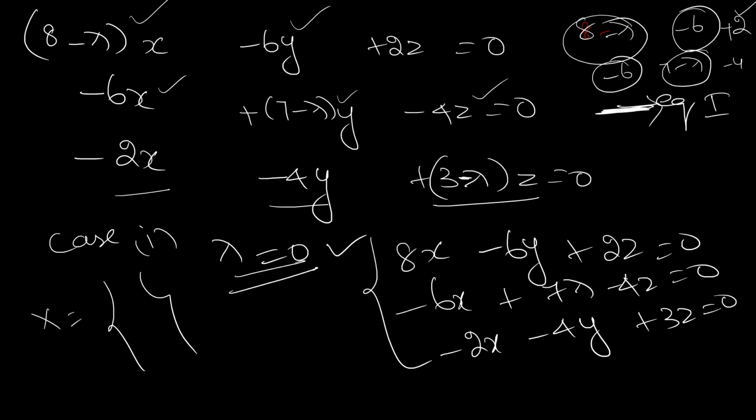Similarly, we are going to substitute lambda as 3, and then you will get another set of equation. You're going to solve it and find x, y, z. So substitute lambda as 15, again another set of equations, find x, y, z. So I'm going to solve this. There are many methods. I'm going to solve this by the method of cross multiplication.